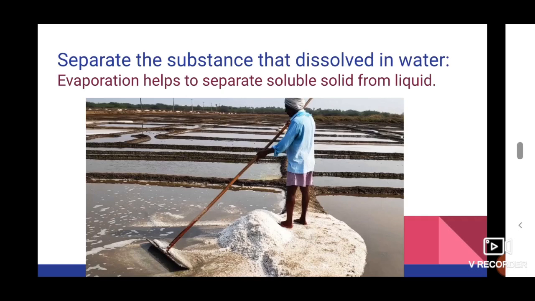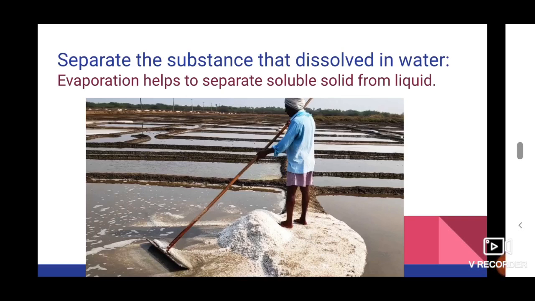Seawater contains a lot of salt which is dissolved in water. Dissolved means what? It is completely mixed with water. So the seawater is salty in taste. If we taste the seawater, it is salty, isn't it? This taste is due to the presence of salt in salt water. The salt is separated by the process of evaporation.